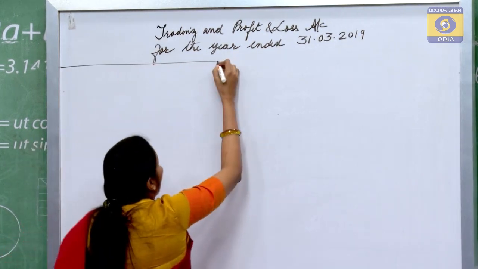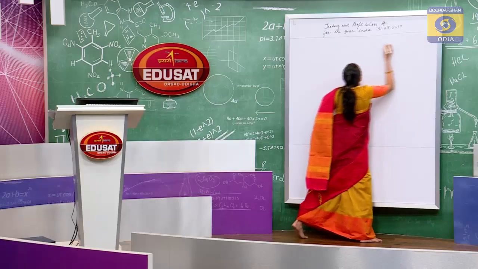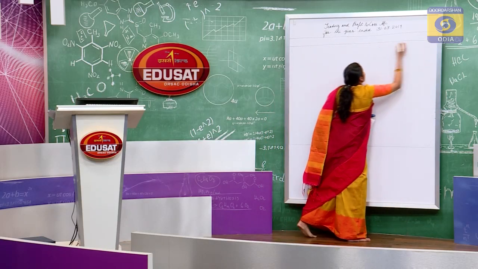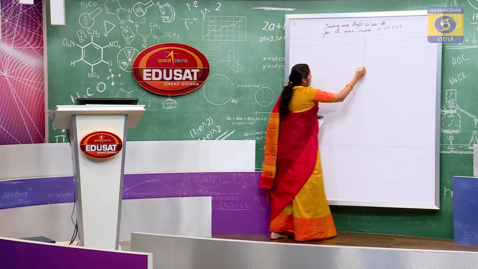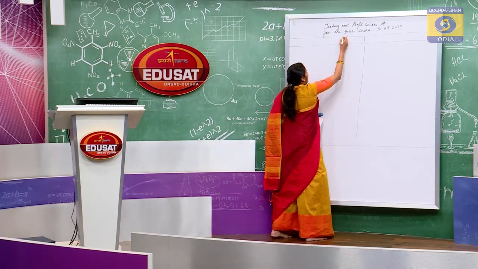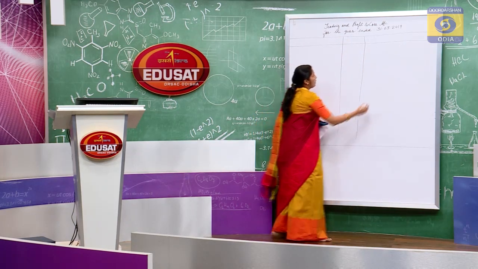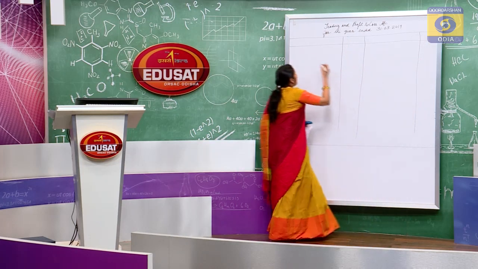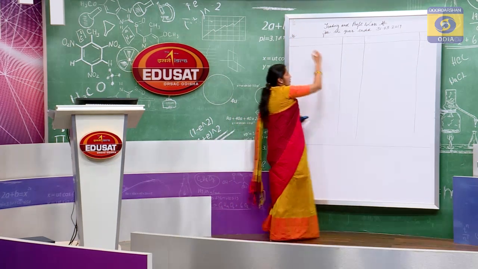So, let's draw the format, chalk out the format. I have already taught you how to chalk out the format. So, quickly we can chalk out the format. So, we will have the debit side and the credit side. This is the debit side and this is the credit side.